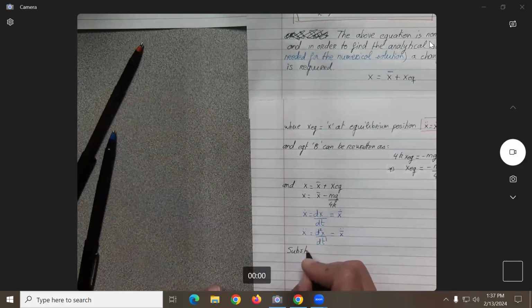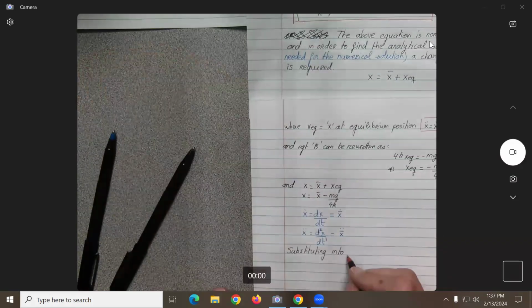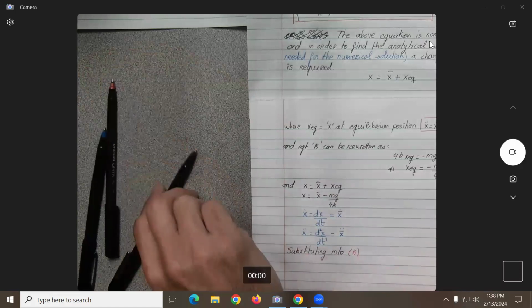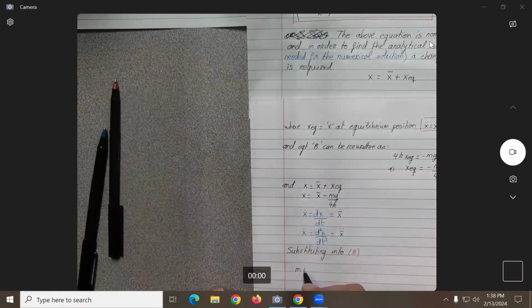So substituting into B, what are we gonna have? We're gonna have M plus I sub naught R square x double dot plus 16 C x dot plus 4Kx equal to minus mg.